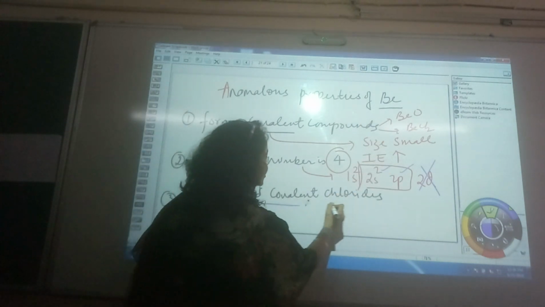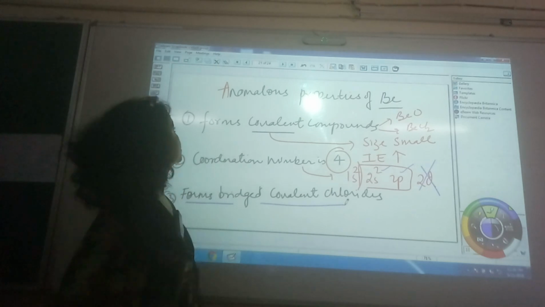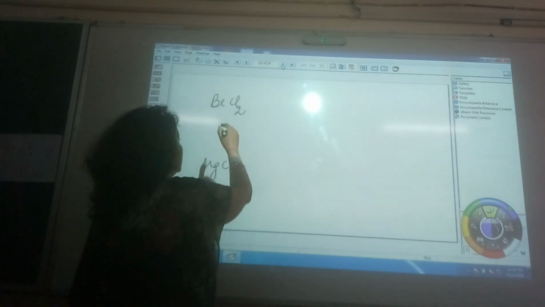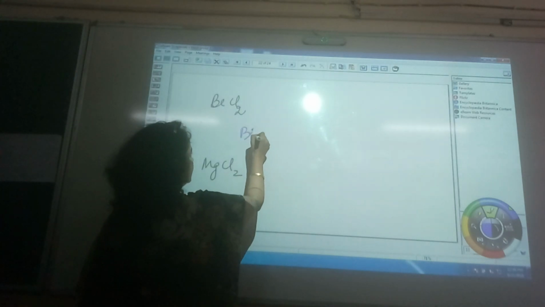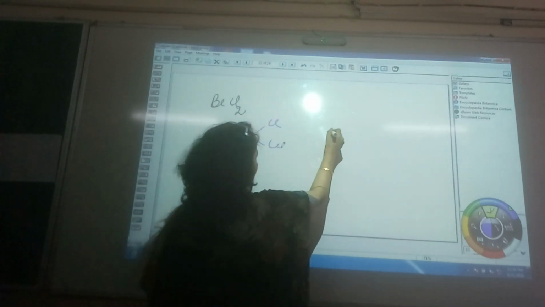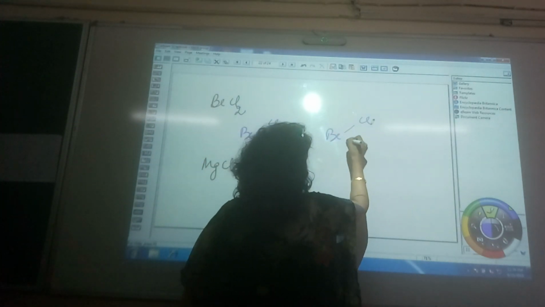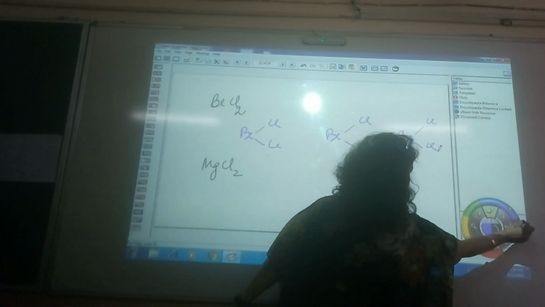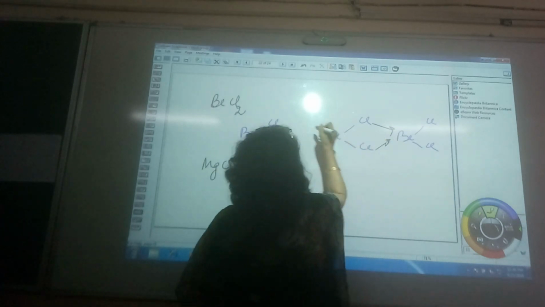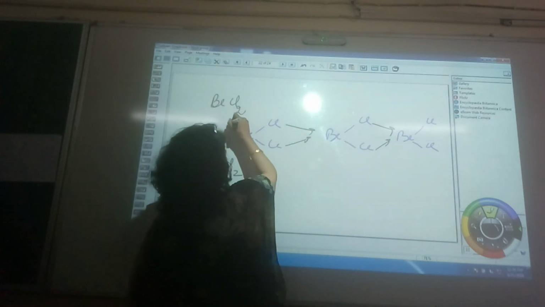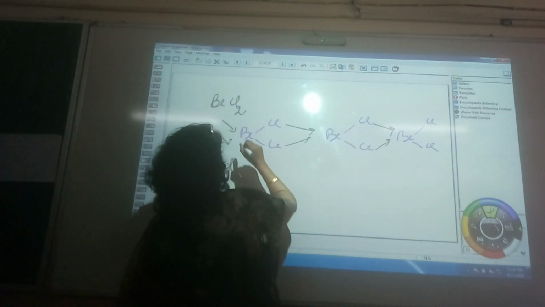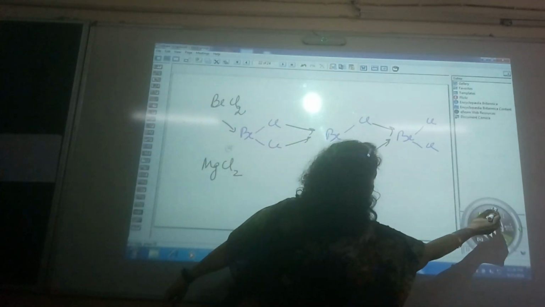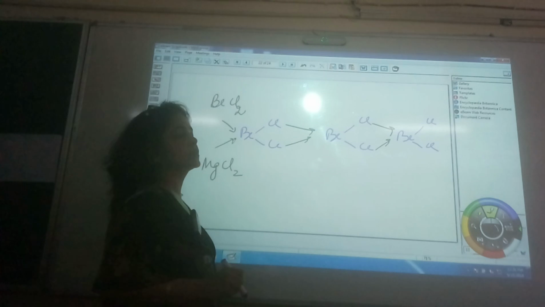It forms bridged covalent chlorides. This we already did when we talked about the bridged covalent chlorides. Your beryllium chloride, if you remember, the structure of beryllium chloride was like this. In the solid state, beryllium chlorides join together via coordinate bonds like this, and they lead to a polymeric unit. So your polymeric unit looks like this.